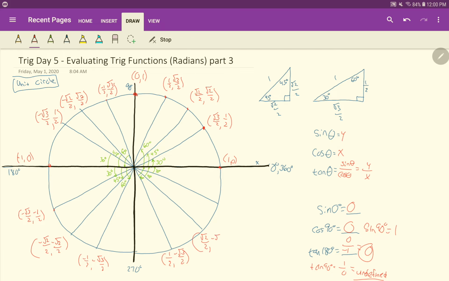Okay. And then lastly here, we would have root 3 over 2, comma -1/2, like that. Okay, now how is this helpful? Well, look at all these reference angles that I drew, right?